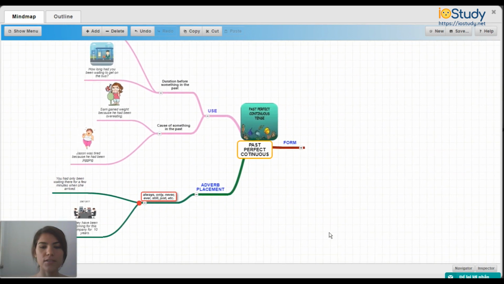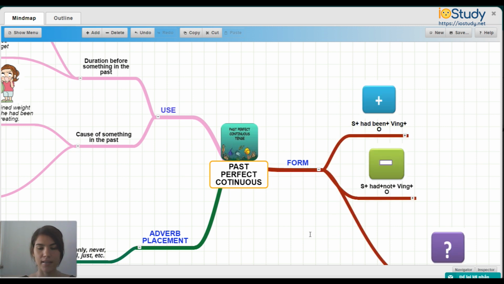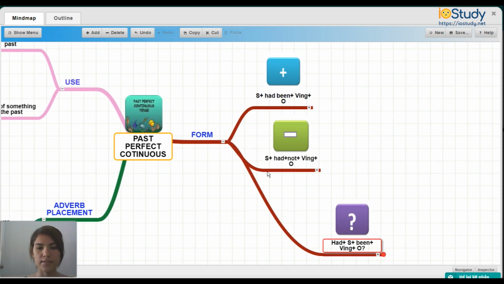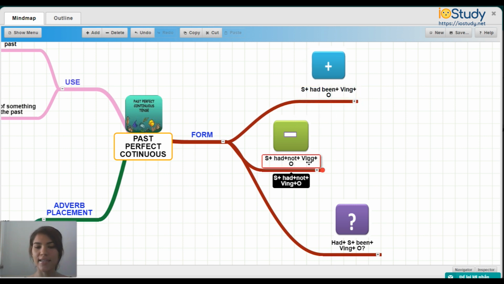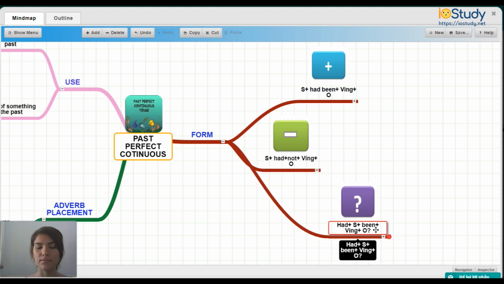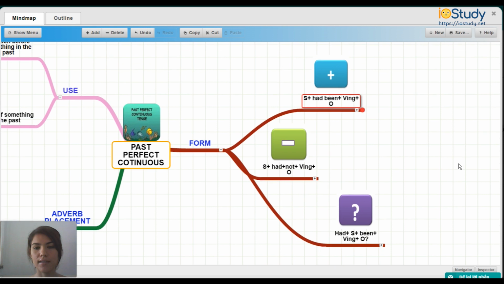So now let's go on to the form. How do we form the past perfect continuous? Here we have three forms. First is positive, second is negative, and third is question. So for positive form, we have subject plus had been plus verb ing plus object.